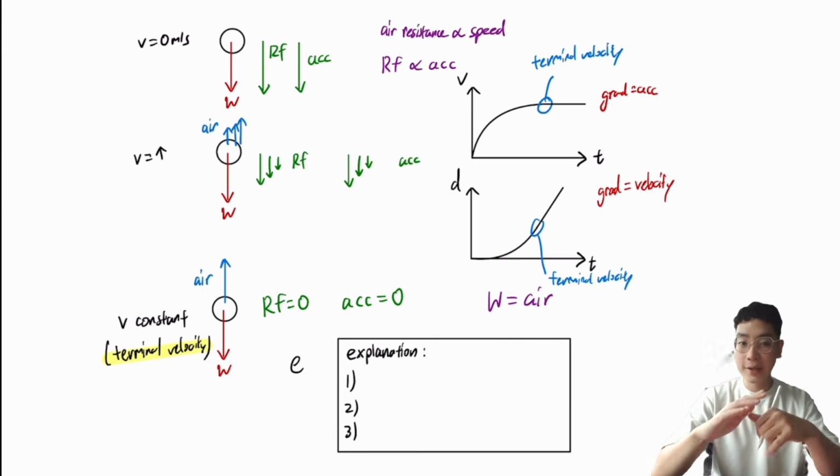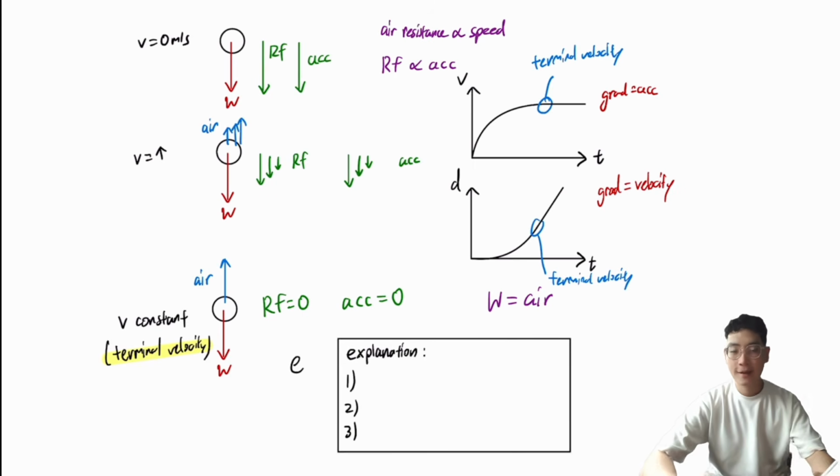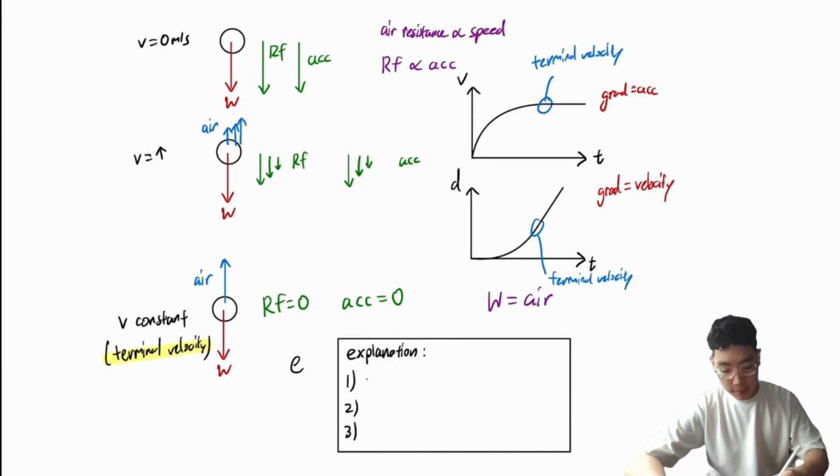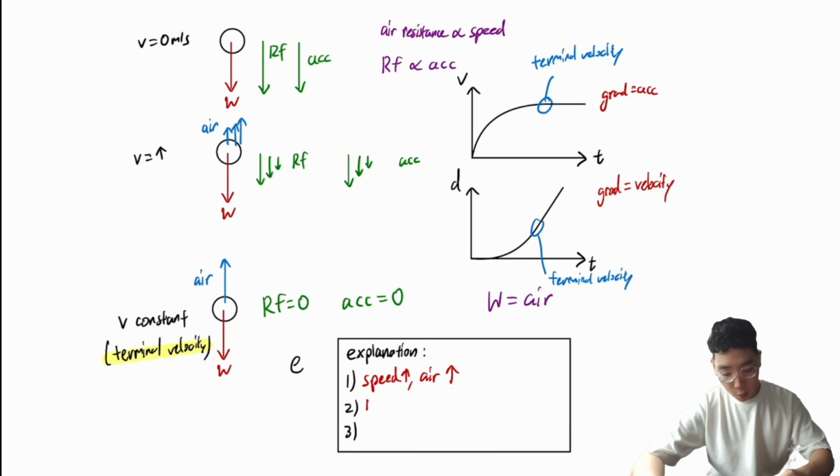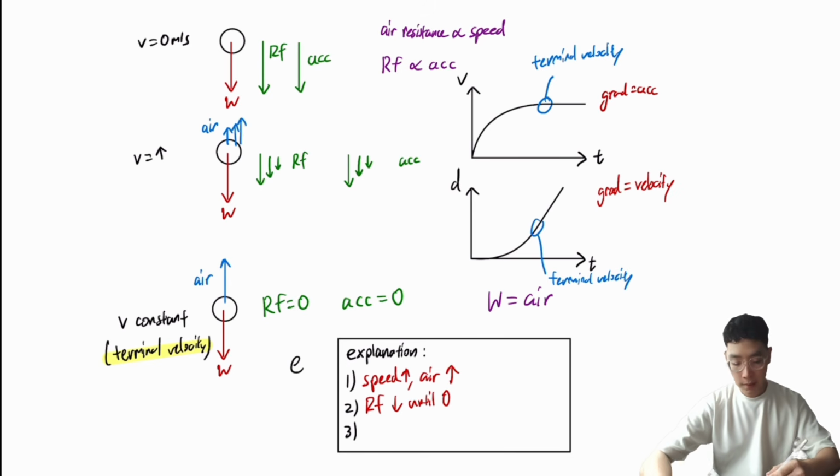Right, finally, let's talk about the explanation for terminal velocity. Right, so the first step is we want to say as the object speeds up, as the speed increases, the air resistance is going to increase, right? Because we know that air resistance is dependent on speed, right? What's going to happen is that the resultant force is going to decrease until zero, right? And similarly, the acceleration is also going to decrease until zero, right?